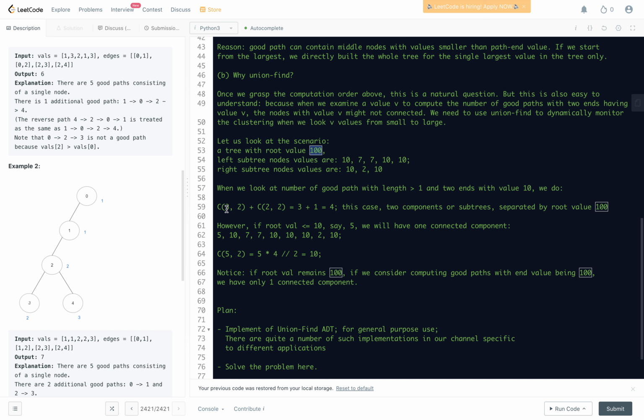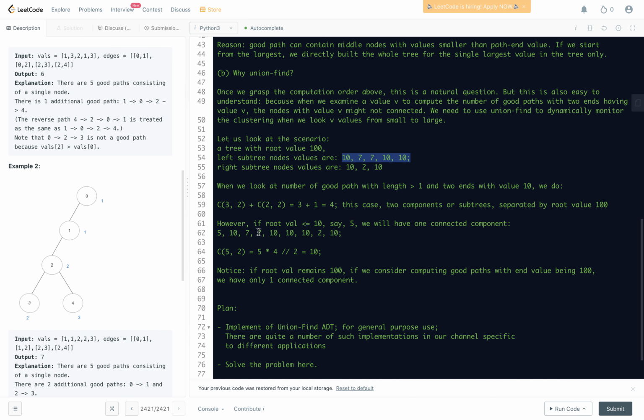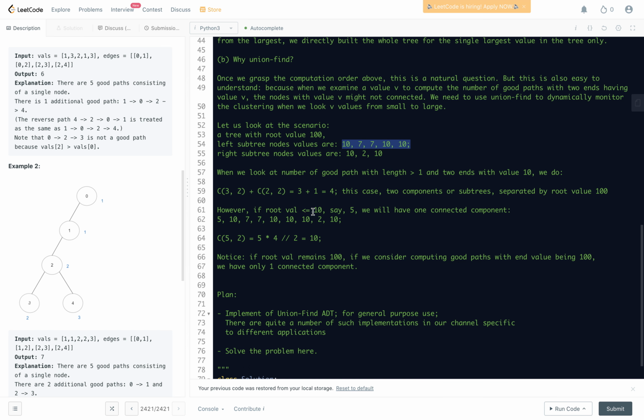Because the left subtree and the right subtree are disconnected due to the value 100, because 100 is larger than this value 10, right? So the number of good paths is, in the left subtree we have 3 10s, so we can choose 2 out of 3. And then in the right subtree we have 2 10s, so we can choose 2 out of 2. So that is 3 plus 1 is 4. So in this case, we have 4 good paths of length strictly larger than 1 and 2 ends value being 10. The reason we have 2 components is due to the separation by the root value 100.